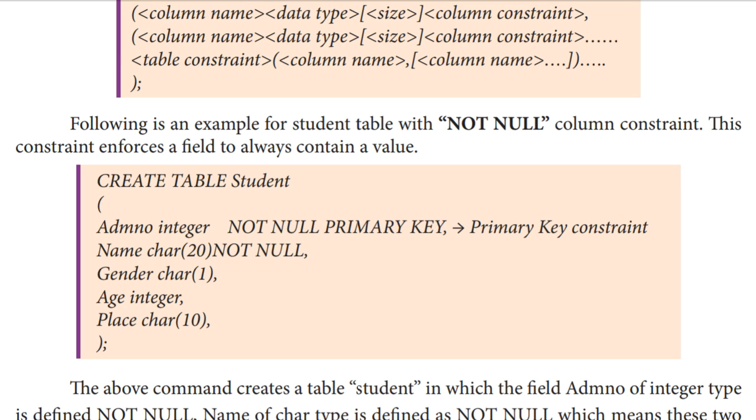Next one name, அதோட டேட்டா டைப் கேரக்டர், மேக்ஸிமம் சைஸு 20. ஸோ நாட் நல் அப்படின்னா கண்டிப்பாக நம்ம நேம் டைப் பண்ணியே ஆகணும். டைப் பண்ணாமல் விட்டோம் அப்படின்னாக்கா it asks us to type, or else it won't permit us to enter the rest of the data. இப்போ gender, age, place இதெல்லாம் பார்த்தீங்கன்னா optional, whether we can type or we can leave it.